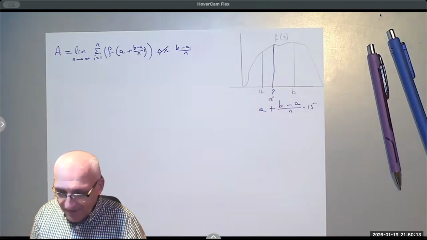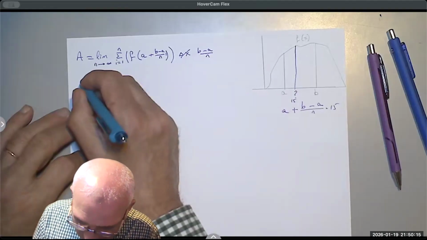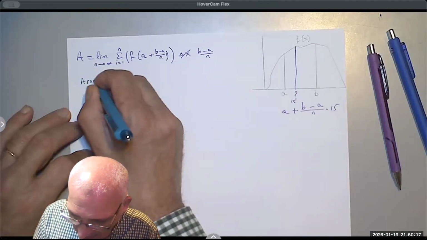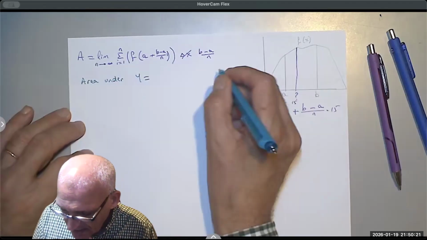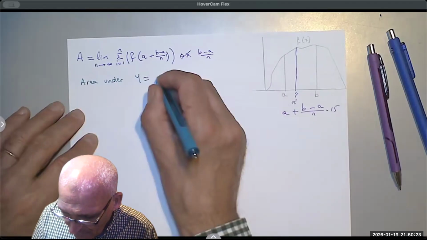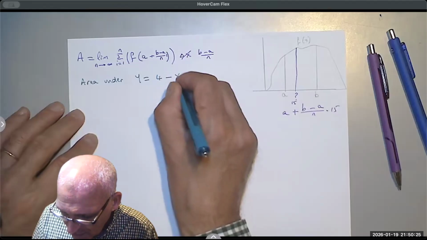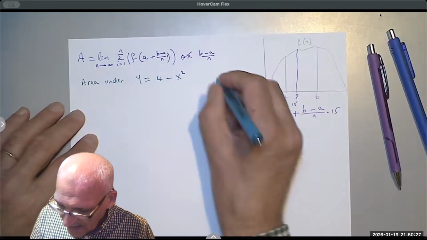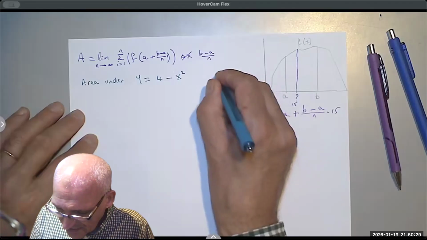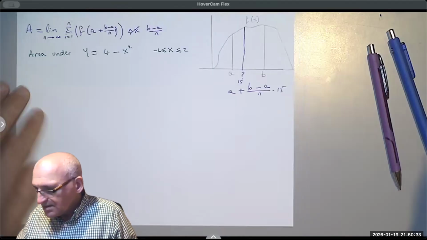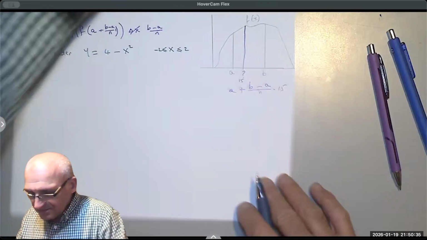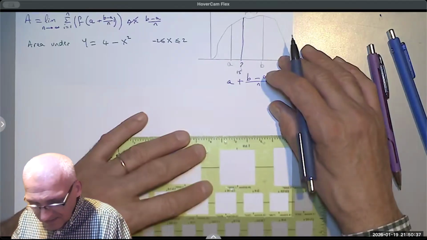Let's say I have a parabola and I want to find the area under y equals 4 minus x squared, and x is greater than or equal to -2, less than or equal to 2. So you don't need to plot it. You really don't, but it's easy.